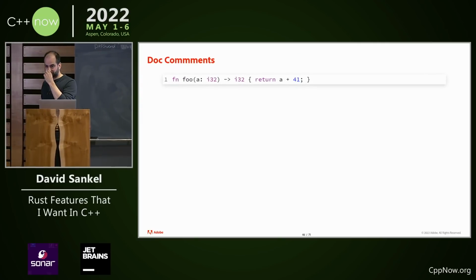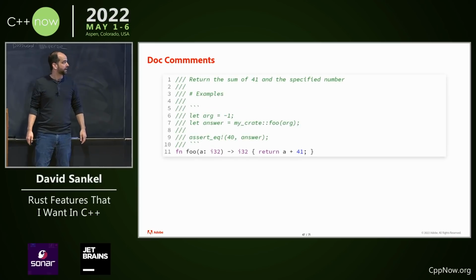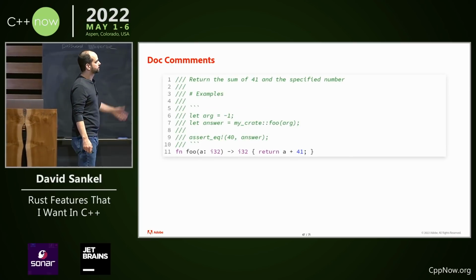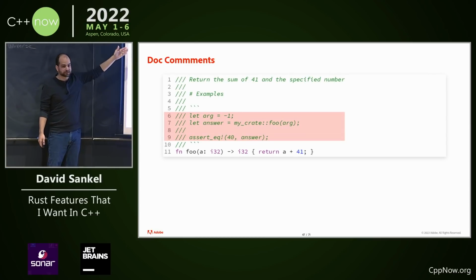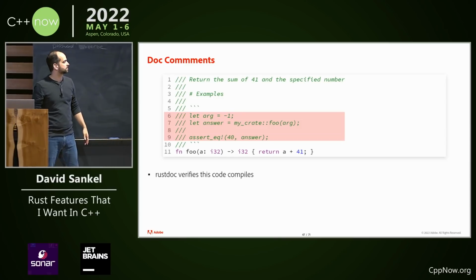Doc comments. When you're writing large-scale systems, you care about comments. So here's our function foo again, and then here is the doc comment. Okay, so what? It's markdown syntax, who cares? Look at the code in there. What does Rust do for me? So what? I can do this in C++.